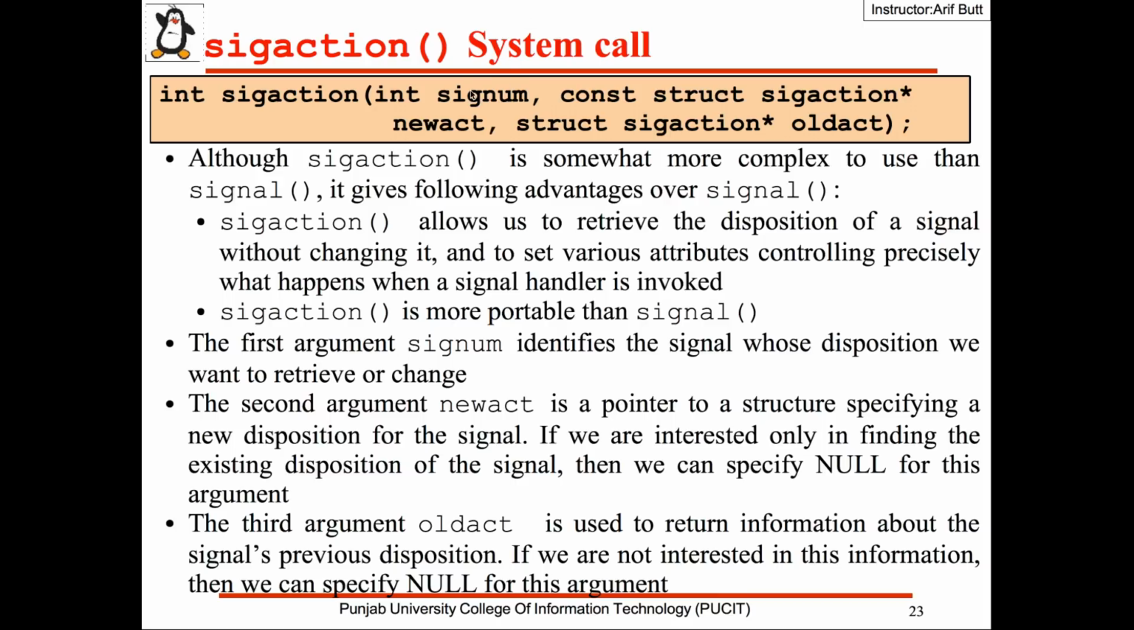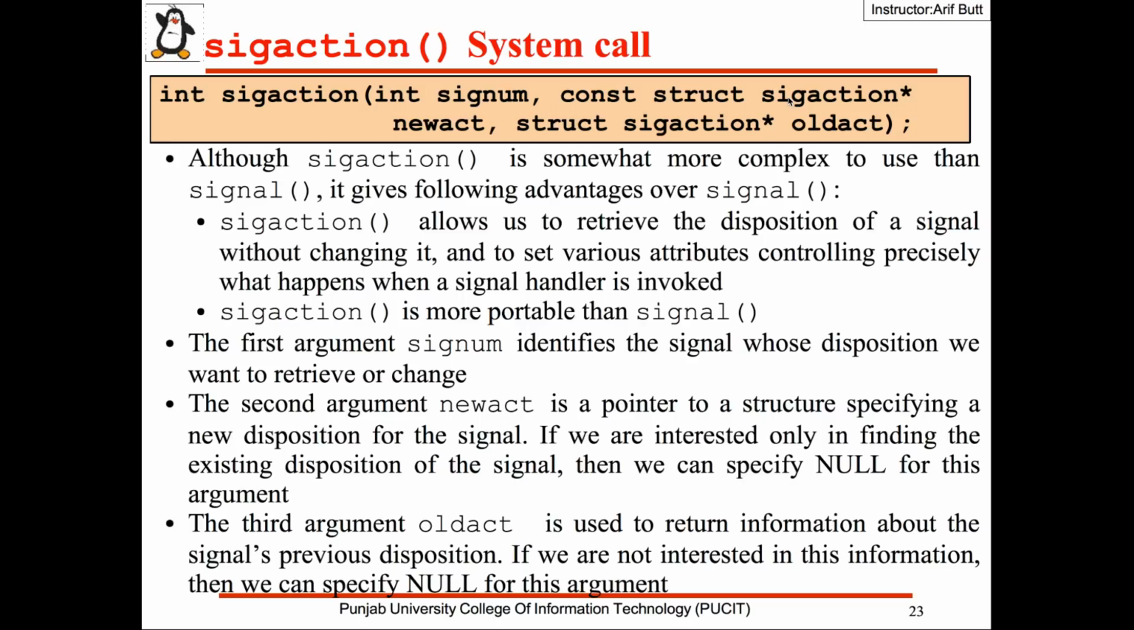Well, dear students, there are three arguments to sigaction. The first argument is the signal number that identifies the signal whose disposition we want to retrieve or maybe we want to change. The second argument, NewAct, is a pointer to a structure specifying the new disposition for the signal. It is a structure of type sigaction.